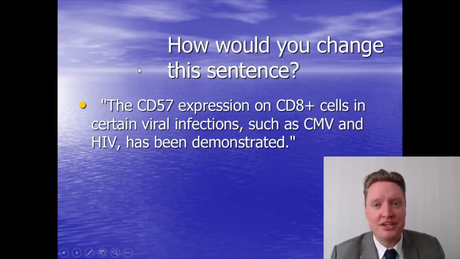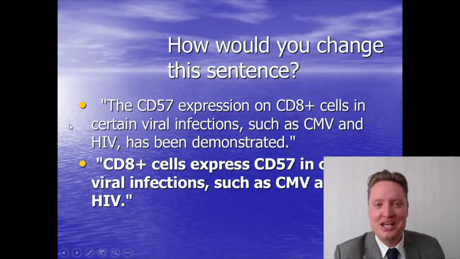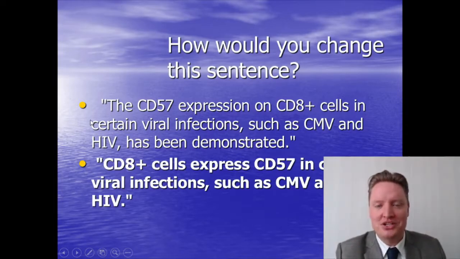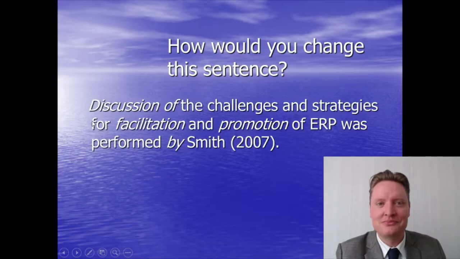The CD57 expression on CD8 plus cells in certain viral infections such as CMV and HIV has been demonstrated. Now I want to know how it was demonstrated. And to do that, I need to find my noun, which is expression, and change it into a verb, express. What happens when we do that? CD8 plus cells express CD57 in certain viral infections such as CMV and HIV.